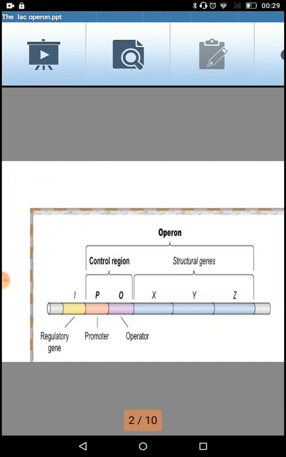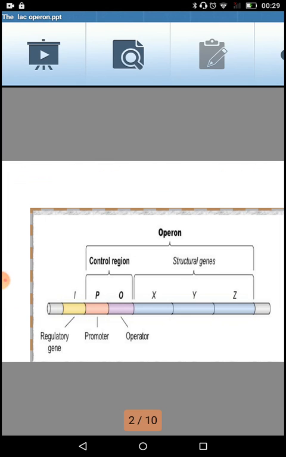This CAP, catabolite activator protein site, is present next to the regulator gene. You can see it is in the gray zone. This CAP binding site helps in moving the transcription forward. That means it helps the promoter to go and start the transcription.